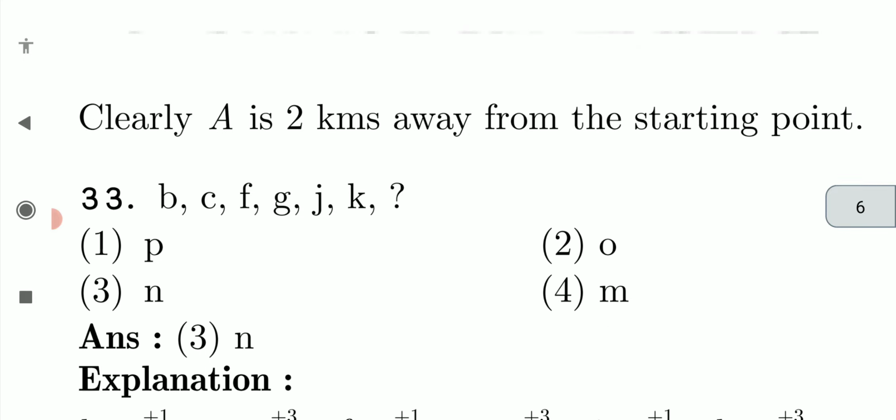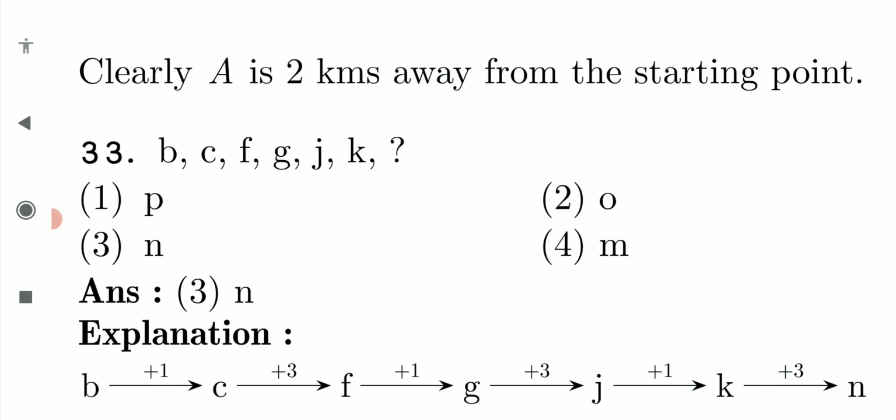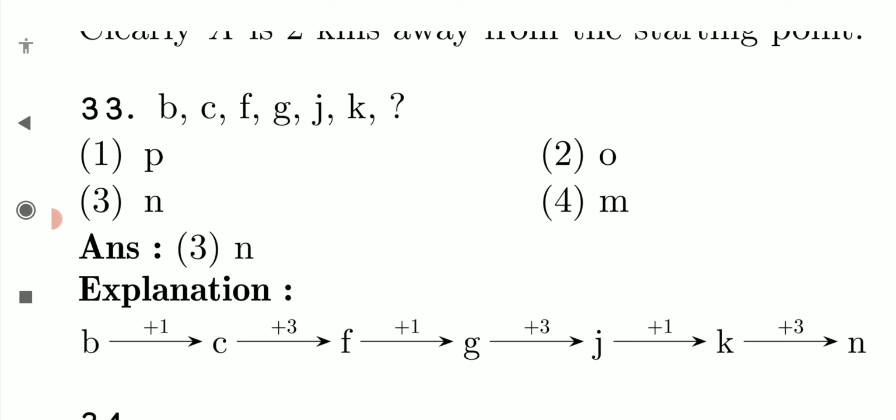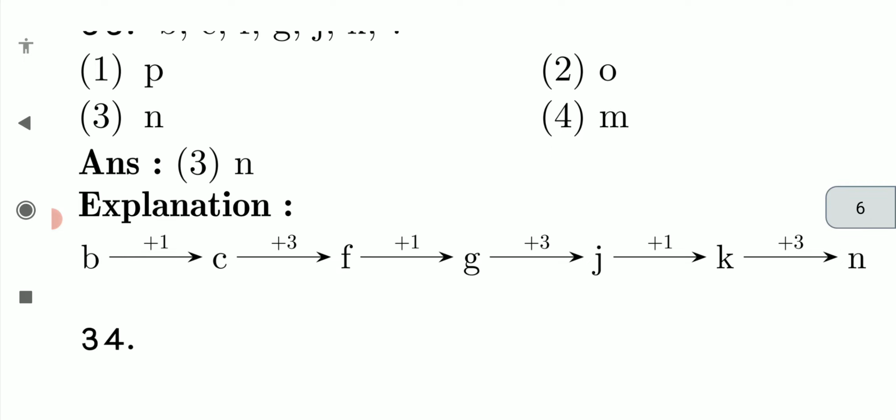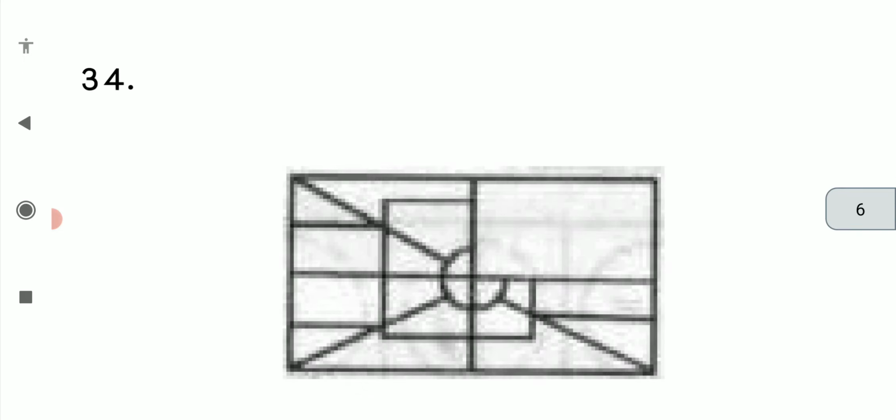Okay. Next question, B, C, F, G, J, K. What would be the next letter? Okay. The difference between B and C is +1. The difference between C and F would be +3. Then F and G is +1. G and J is +3. J and K is +1. Okay, likewise it goes on. So if you take that in order, you will get N.